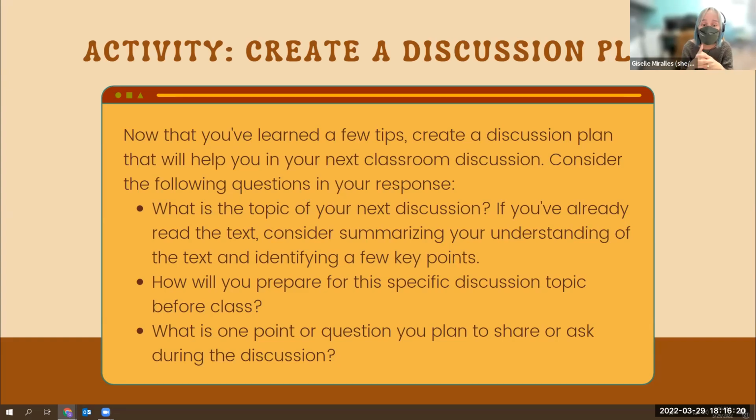So the first question, what is the topic of your next discussion? If you've already read the text for that discussion, consider summarizing your understanding of the text and identifying a few key points. Doing this is going to help you bring up these key points and also help you solidify your understanding of the text so that when you go to class, you're going to have a plan to speak, and it'll help you be more confident when you do speak.